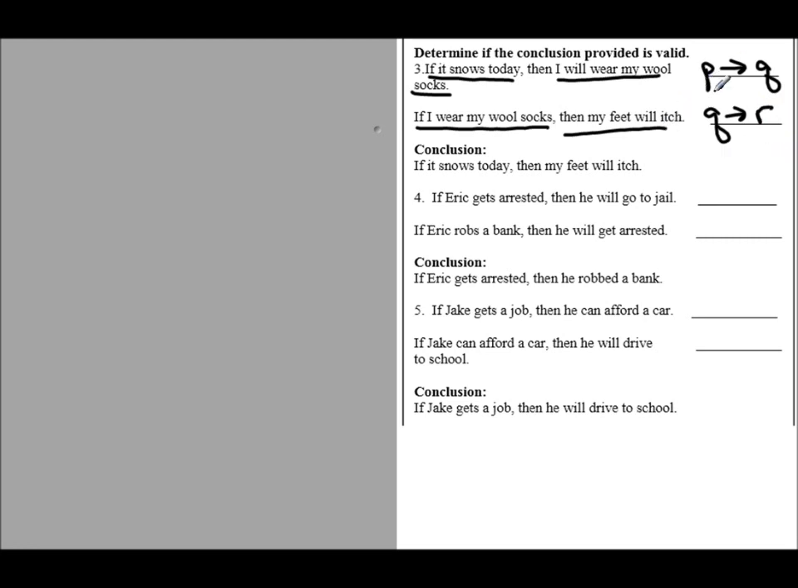So based on this, my conclusion should be, if it snows today, then my feet will itch, because the Q's get crossed out. So I look at the conclusion they gave us. If it snows today, that's P, then my feet will itch, that's R. So, because it follows the law of syllogism, this is a true conclusion.